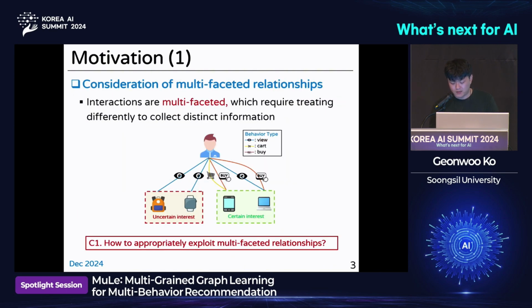For better recommendation, our first motivation is to leverage the multifaceted relationship between different user behaviors. For example, as shown in the figure below, a user may have both view and buy on a laptop, indicating a certain interest. But the user only views a backpack, presenting a weaker or uncertain preference. These interactions should be treated differently as they carry distinct information.